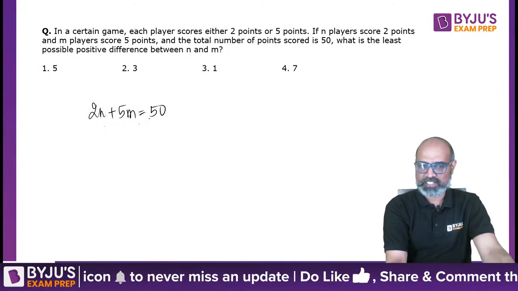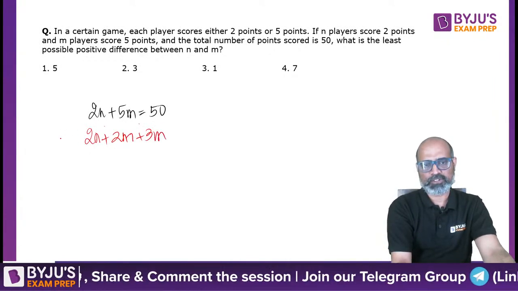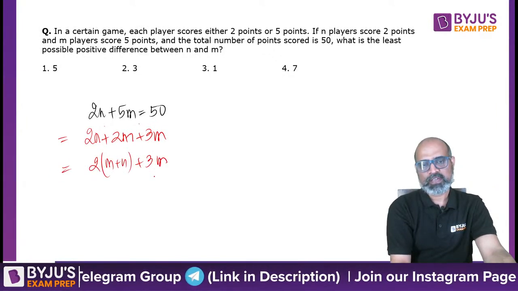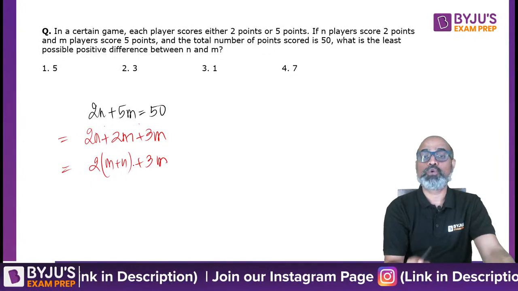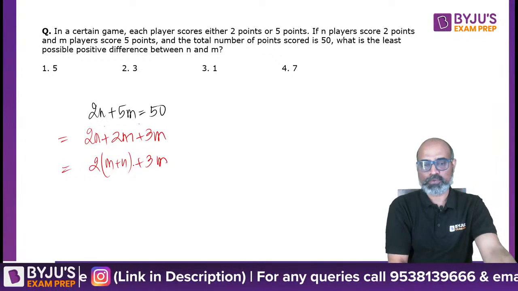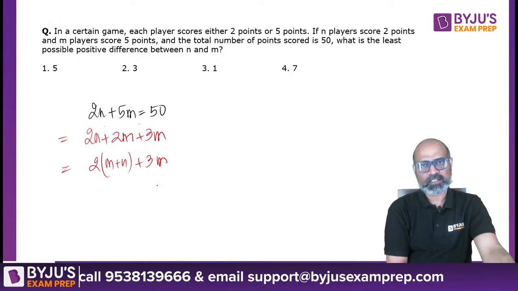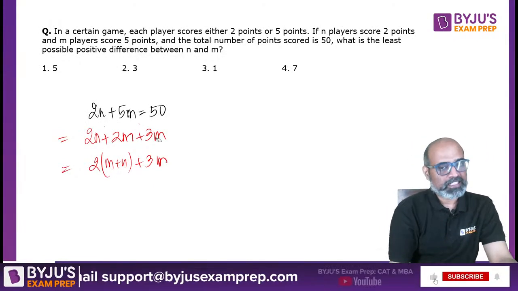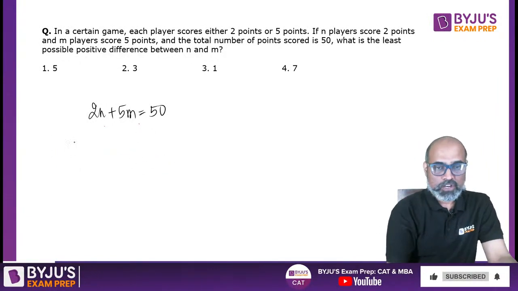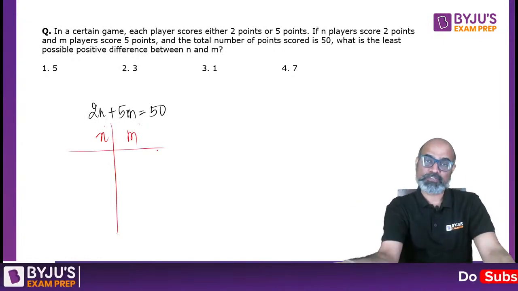Or you can rearrange it in some way, that 2 times n plus 2 times m plus 3m, write it on the LHS. This will become 2 times m plus n plus 3m. As in, you have to break down 50 as a multiple of 2 plus 3. So 48 plus 2 will work. So you get the first set of values of m and n. In either case, 50 has to be broken down. So what set of values of n and m will give us 2n plus 5m is 50?